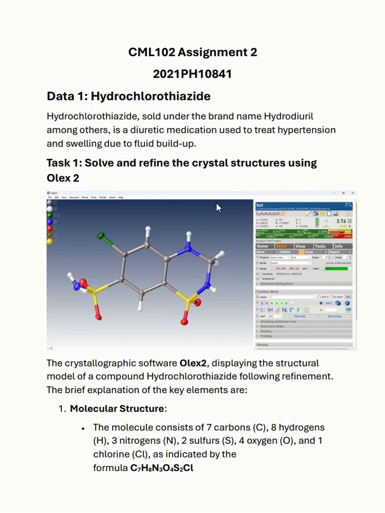Here task one is that we need to make the crystal structure or the structural model of this drug with the help of Olex2 software, and then we will refine it to a more real model.